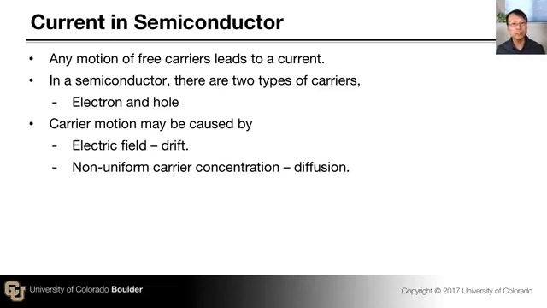Now, under electric field, the charge carriers will be pushed one way or the other depending on the sign of their charge, and this phenomenon is called the drift. And therefore, the current induced by electric field is called a drift current. Carrier movement can also be caused by non-uniform carrier concentration distribution. In this case, carriers will diffuse from high concentration region to low concentration region. This phenomenon is called the diffusion, and the current induced by this diffusion process is naturally called the diffusion current.